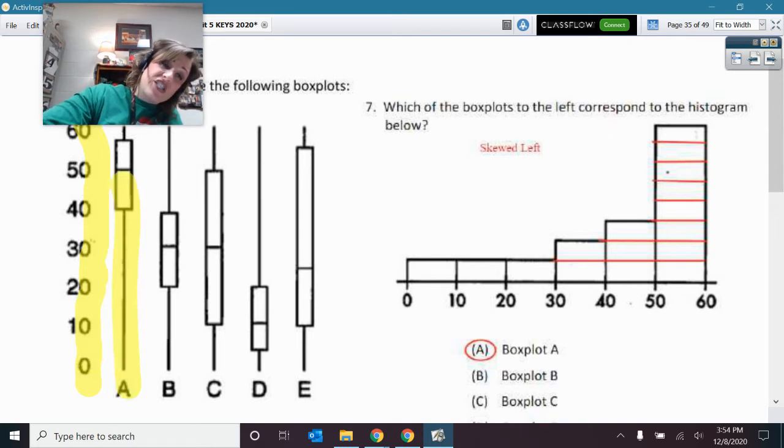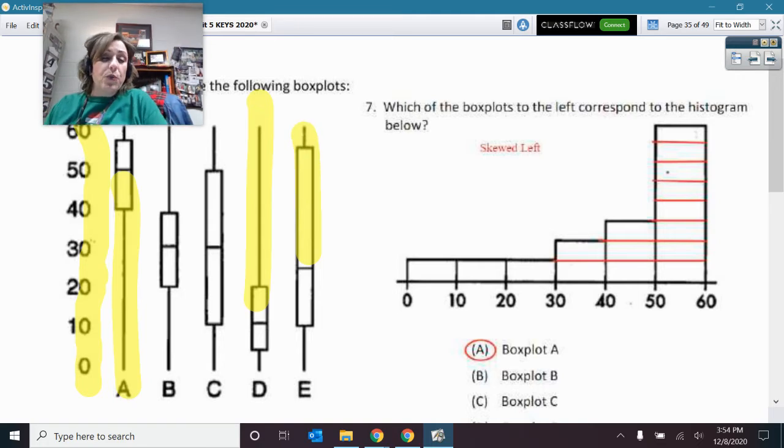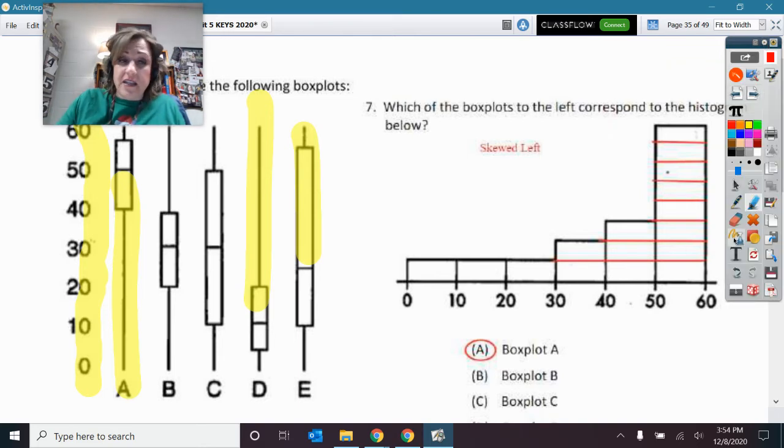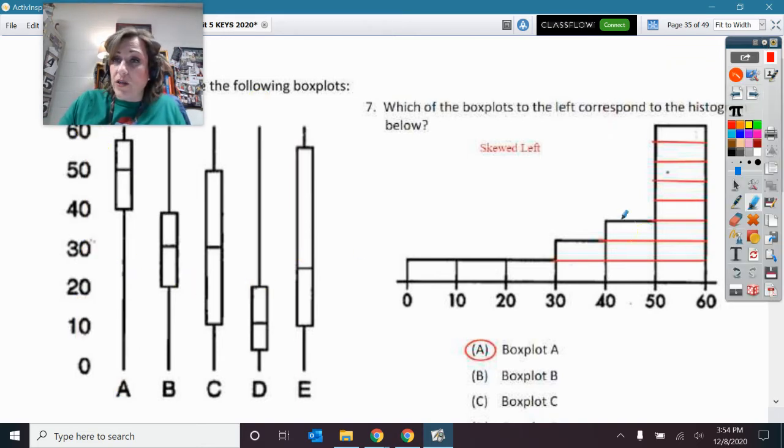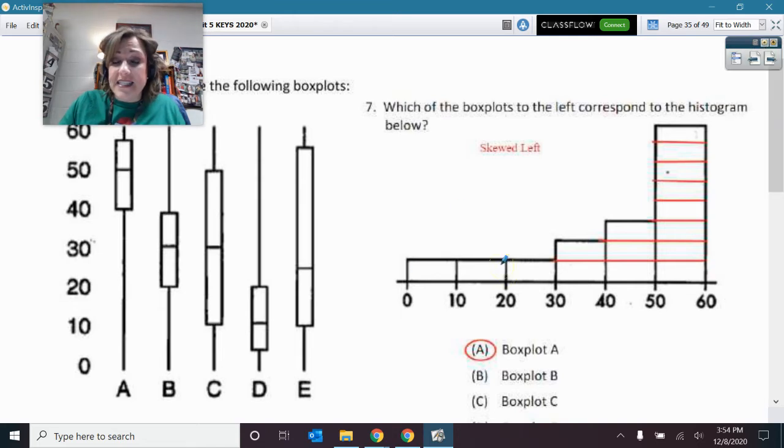So A is skewed to the left. D is skewed to the right, okay? B and C look symmetric. E, I think this looks a little longer, so I would say E's a little bit skewed to the right also. So that's what I would have done first, is identified their shape. So then I can see this number 7 is skewed to the left. Well, the only one that is skewed to the left is box plot A.